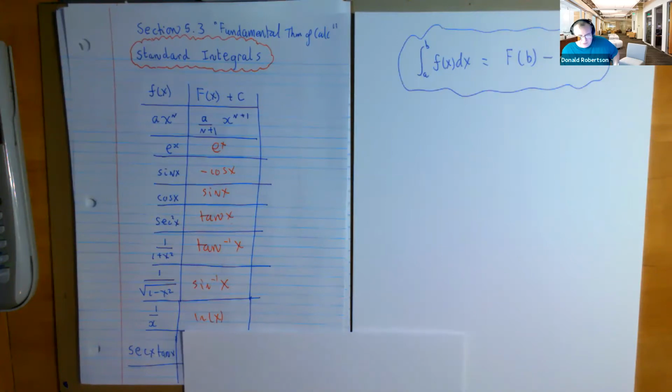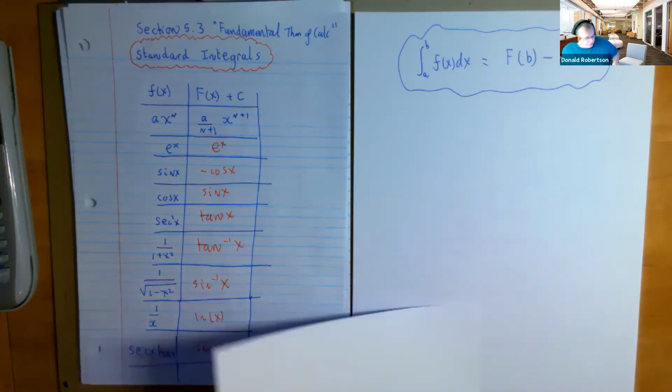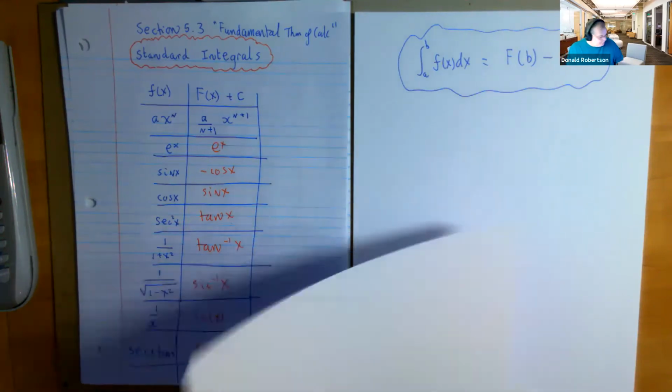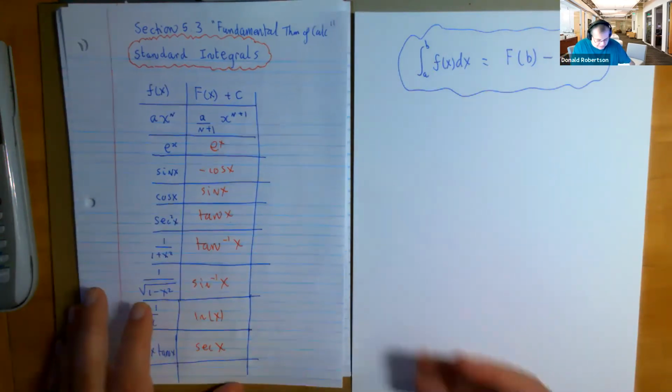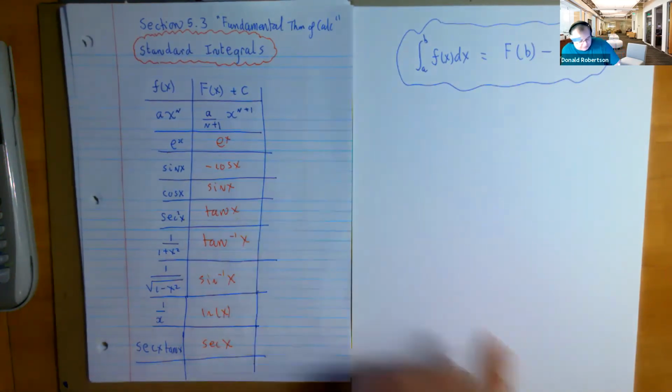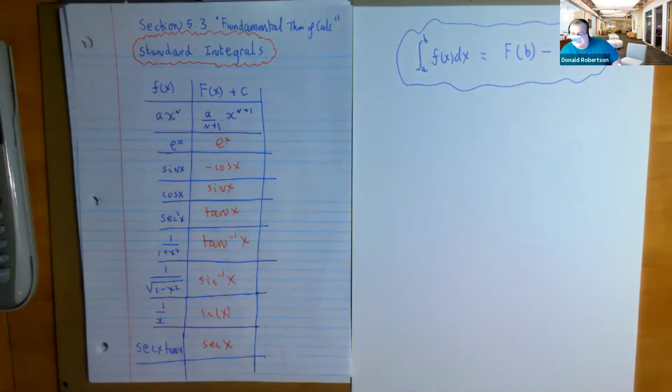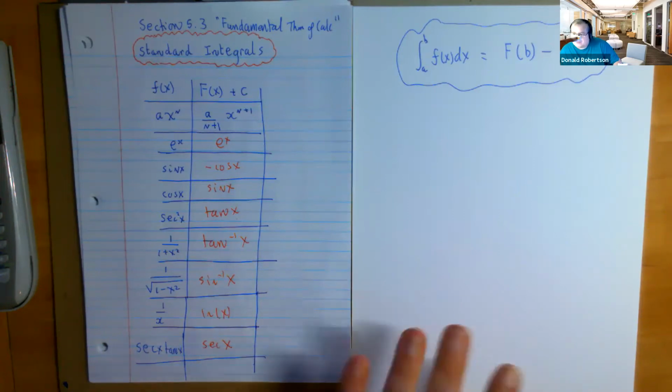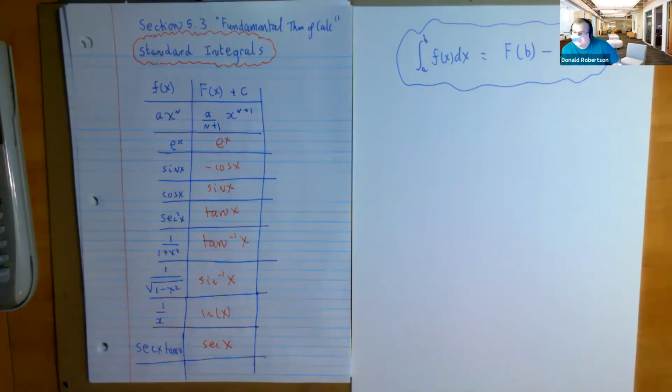Secant tan. Don't know if we did that last time. Secant tan. Secant? Well done. Yes. So it's good, just good practice, good skill building to just memorize these things. It's something you've got to do. If you have to keep looking up bits of paper to find antiderivatives of things, it's going to break your thought process and it's just going to slow you down.